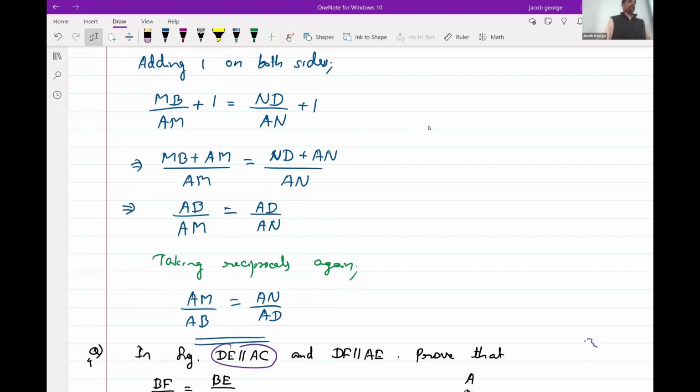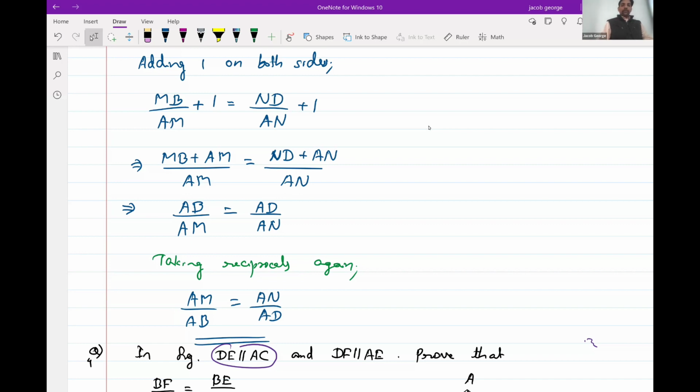Is that clear? Once again, from your part at home, you will go through it so that it will be so easy for you. Like this, if the whole thing is asked, we have to do this extra step. Angelina, any doubt? LCM, clear? Then MB plus AM, from the figure, it is AB. We have to look at the figure; we cannot learn that by heart. Read it from the figure. MB plus AM is AB, ND plus AN is AD.